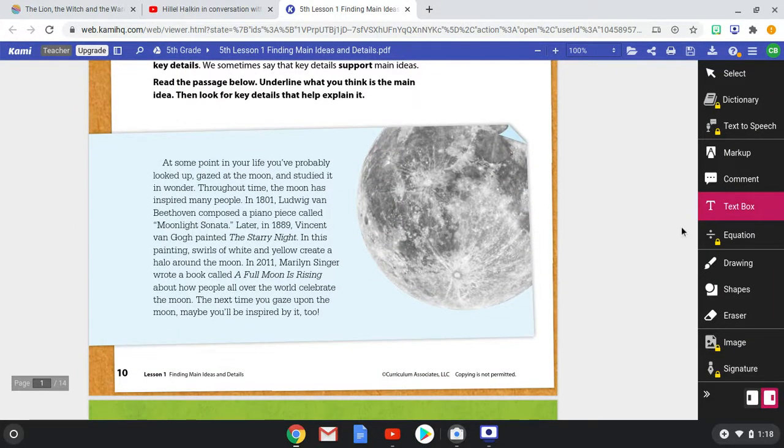At some point in your life, you've probably looked up, gazed at the moon, and studied it in wonder. Throughout time, the moon has inspired many people. In 1801, Ludwig van Beethoven composed a piano piece called Moonlight Sonata. Later in 1889, Vincent van Gogh painted The Starry Night. In this painting, swirls of white and yellow create a halo around the moon. In 2011, Marilyn Singer wrote a book called A Full Moon is Rising about how people all over the world celebrate the moon. The next time you gaze upon the moon, maybe you'll be inspired by it too.